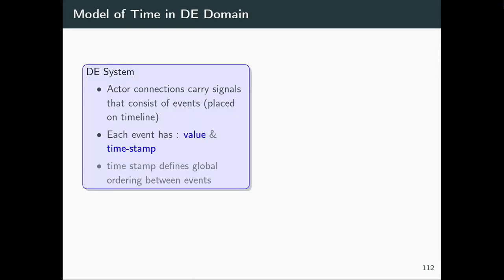So if you look at a discrete event system, an actor connection carries signals that consist of events placed on a timeline. So here we are talking about events which are placed on a timeline. Each event has a value and a timestamp. We have already mentioned this before. A timestamp defines a global ordering between events.